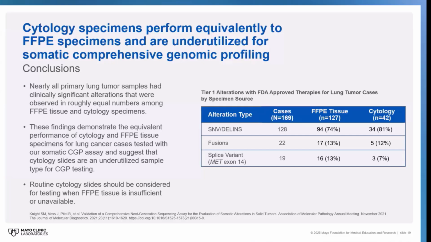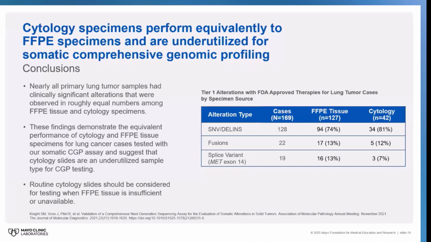For splice variants, especially the MET exon 14 skipping, about 13% and 7% were found in either the FFPE or cytology specimen. So this table showed us that cytology specimens found a very similar prevalence of those alterations compared to FFPE tissue. This reassures us that if we run the cytology specimen, we can find exactly the same alterations that have FDA-approved therapy in lung cancers, which gives us really good confidence that we have a good success rate, but also reliable results in finding those important targets.